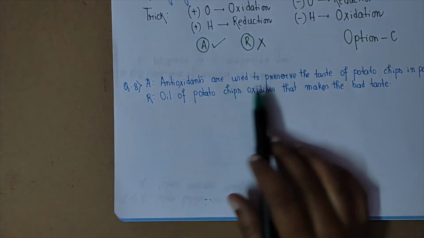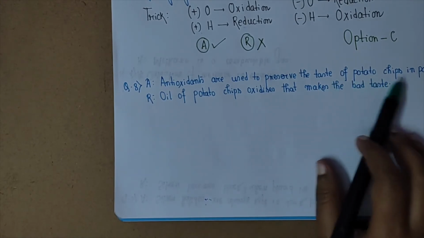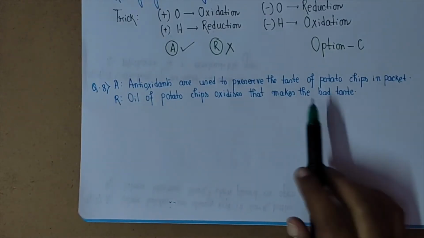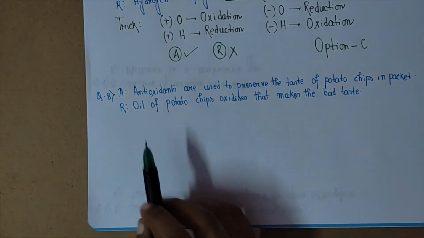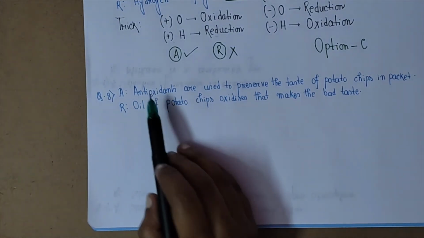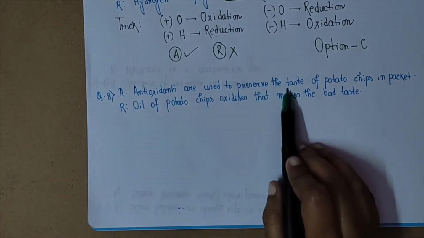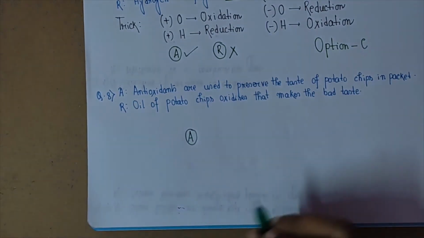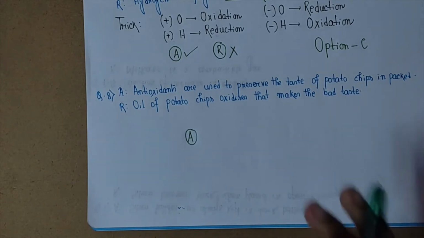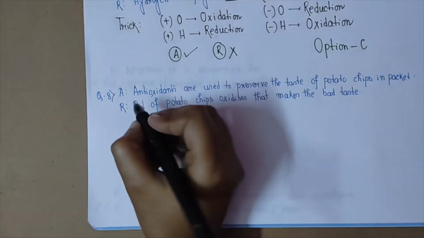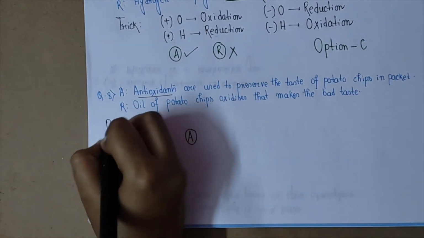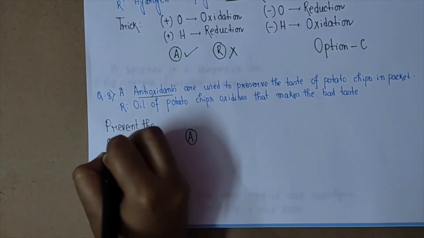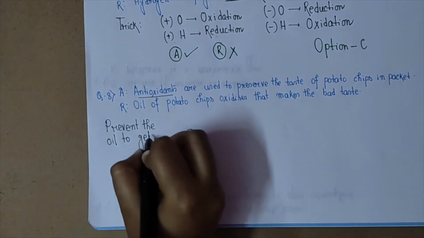The assertion: antioxidants are used to preserve the taste of potato chips in the packet. The reason: oil of potato chips oxidizes, which makes a bad taste. So the assertion is correct, because we use antioxidants to prevent the oil from getting oxidized.